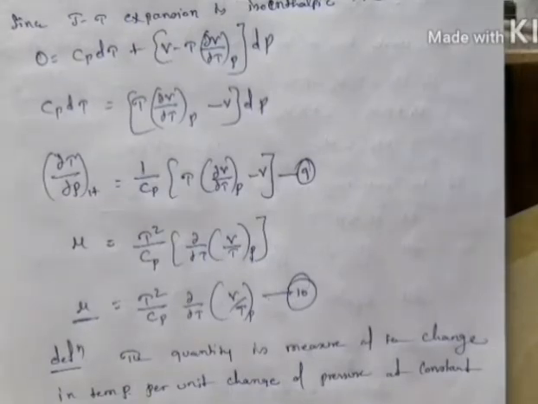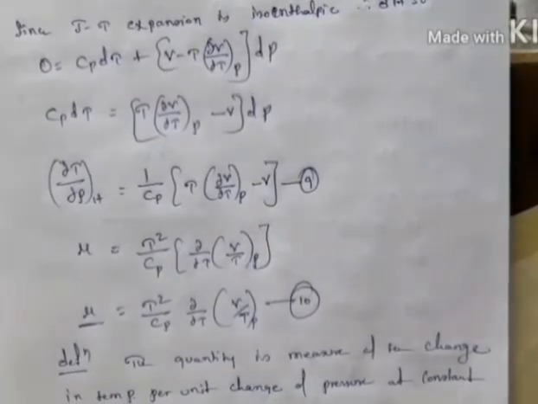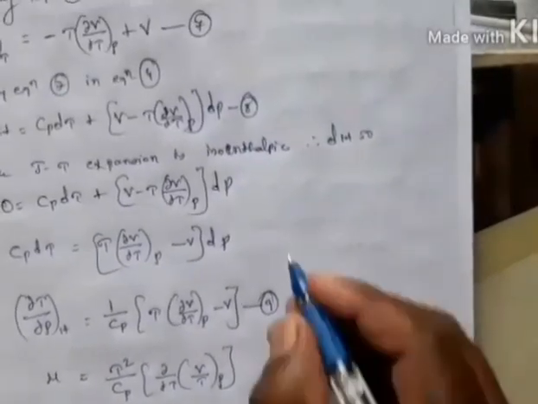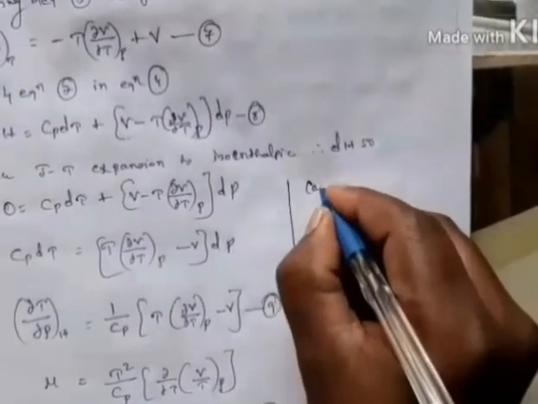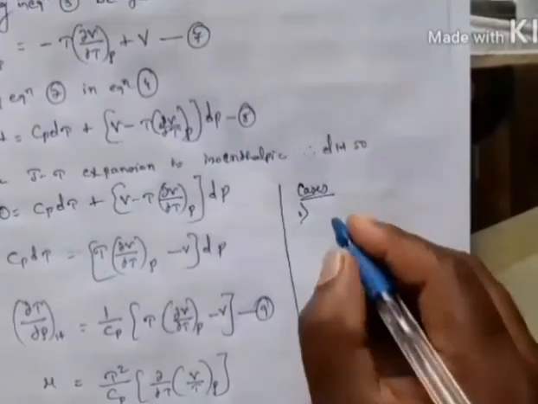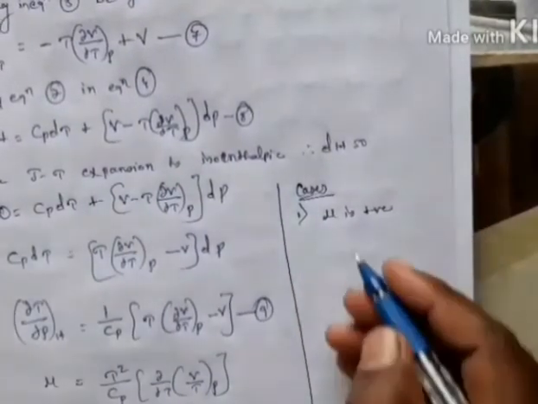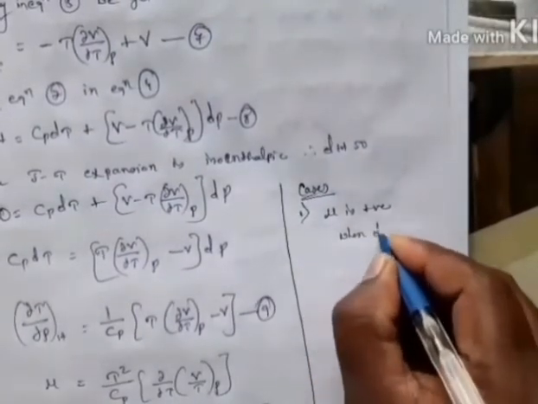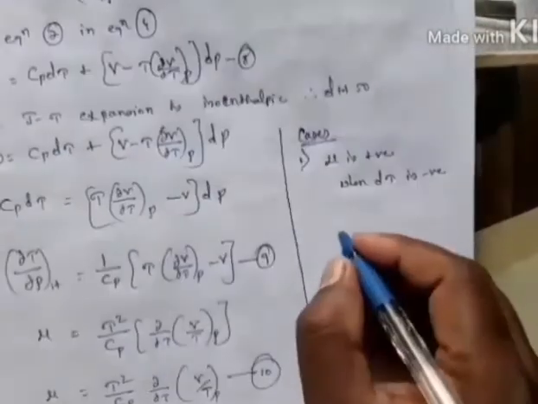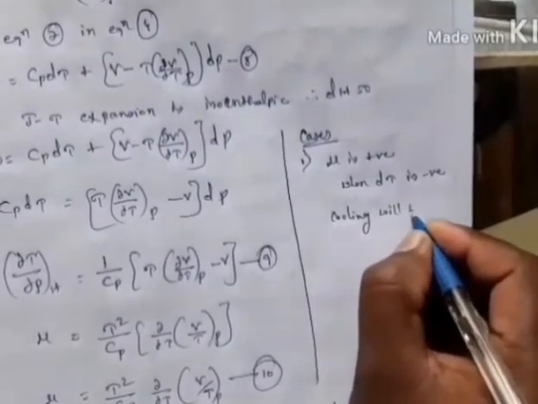And here they explain some values of the Joule-Thomson coefficient. That is, we can consider those as cases. In the first case, if mu is positive, then dT will be negative. At that time the process takes place, cooling will be produced.